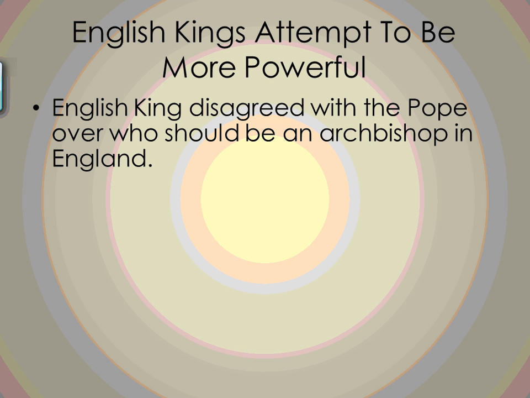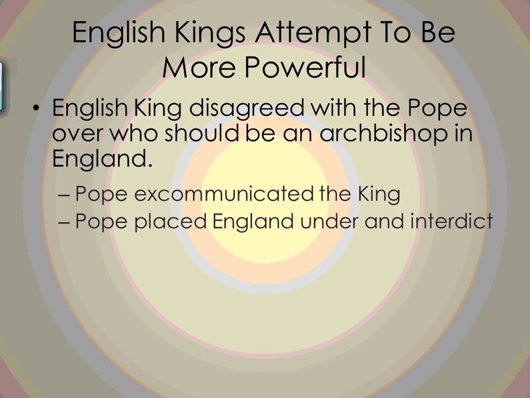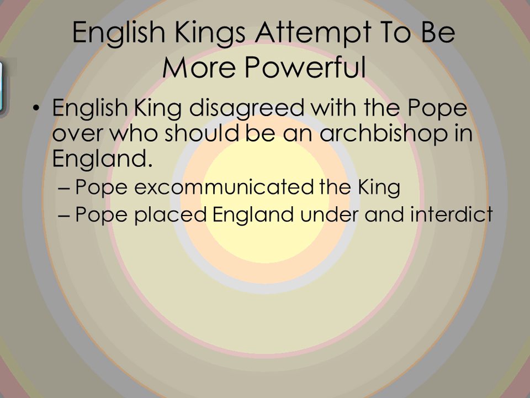And remember, we have discussed so far that the church was at the center of people's lives and that the Roman Catholic Church was very powerful. And because of this disagreement, the English king lost this disagreement with the Pope, and because of it, the Pope did two things. The Pope excommunicated the king, and the Pope placed England under an interdict.